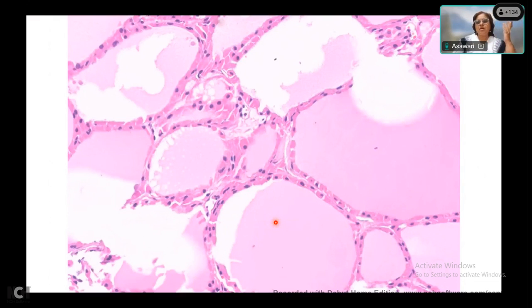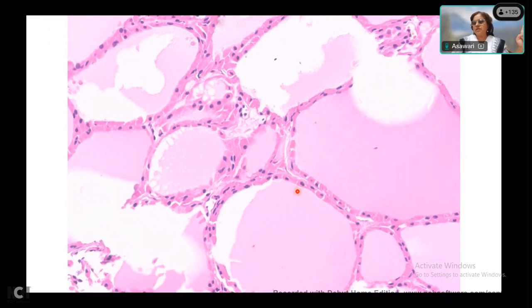Do you want to comment on these follicular cells? When you look at the lining of follicles, what do you look for? They are follicular cells. That's it? Or anything else you want to look for? Ma'am, follicular cells contain oncocytic change in this. Okay, somebody said about oncocytic change. I agree, there is marked oncocytic change.